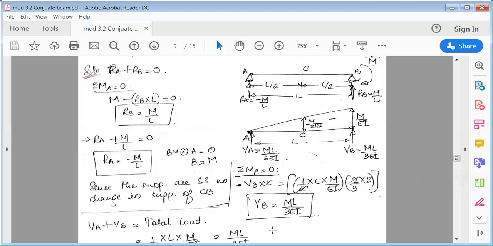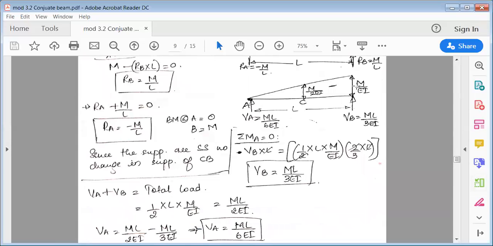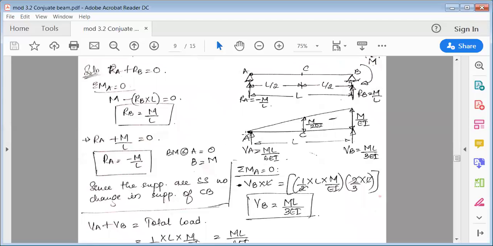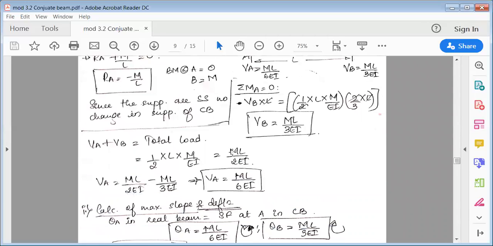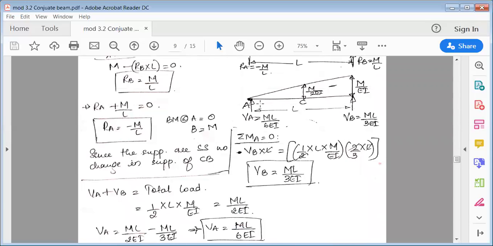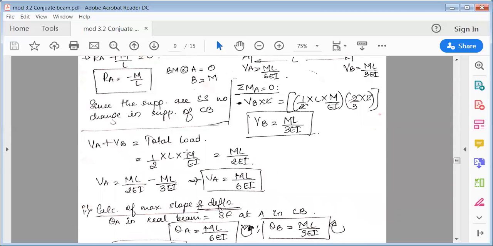Once you find out VB, next we'll find out VA. We know that VA plus VB are the reactions upwards, and this triangle load is acting downward. So VA plus VB is equal to total load. Let's see what the total load is. Total load is half into base L, height M over EI. Half into base into height, when you solve this, is ML by 2EI. This is the total load acting downward. So you put it back in the equation here.